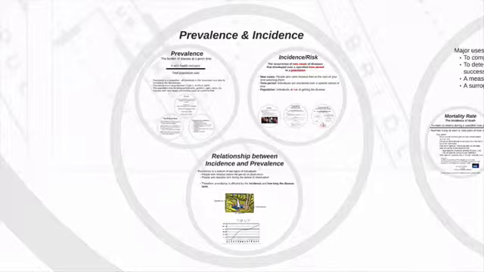So in this video, we're going to discuss prevalence and incidence. These are the two measures of disease occurrence that are by far the most common in epidemiology. You will learn these like the back of your hand, because they're going to form the basis of everything else we measure in this class. So let's delve into it.